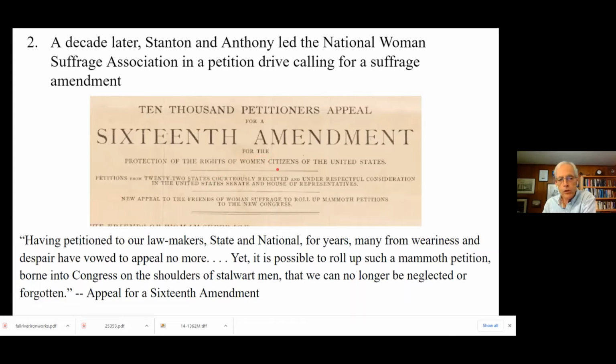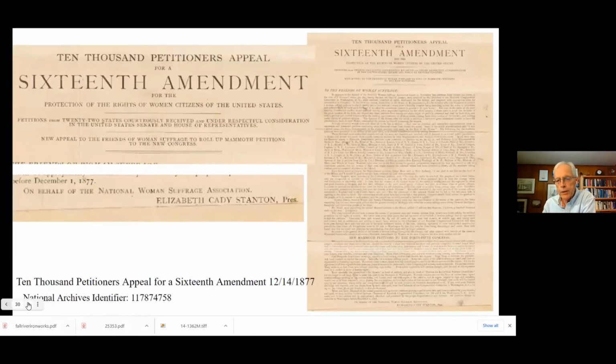And that, of course, is an allusion to the 14th Amendment, that they're citizens. And the strategy you see down here in the bottom bullet, they want to roll up mammoth petitions to the new Congress so that they can no longer be neglected or forgotten. And here's the whole petition. Its print is kind of small to show in a PowerPoint, but I took some snippets of it. You saw the top snippet there. And then at the bottom, you can see that it's signed by Elizabeth Cady Stanton as president of the National Women's Suffrage Association. So they want to get 10,000 petitioners to appeal for a 16th Amendment.